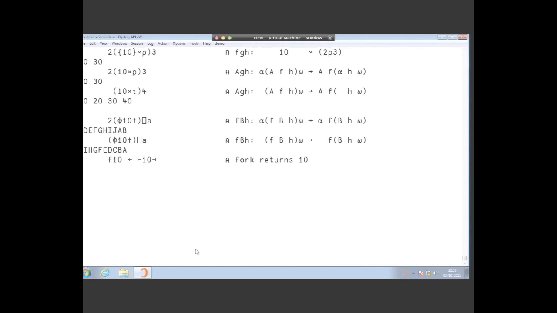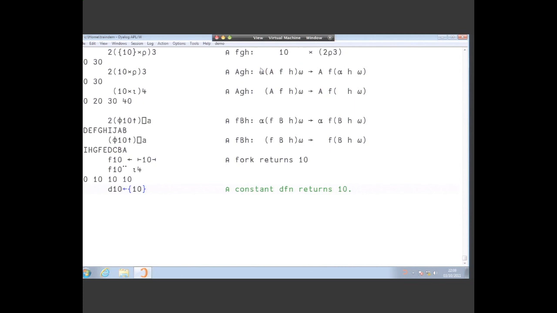So here's another example of a constant function. And it's quite a nice looking constant function using left and right. But whatever that's applied to returns a 10. And so that's constant function 10 applied each, iota 4.